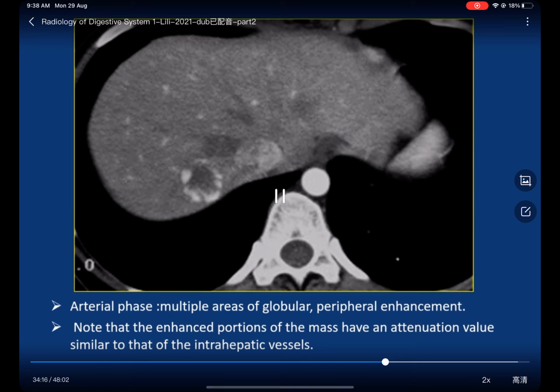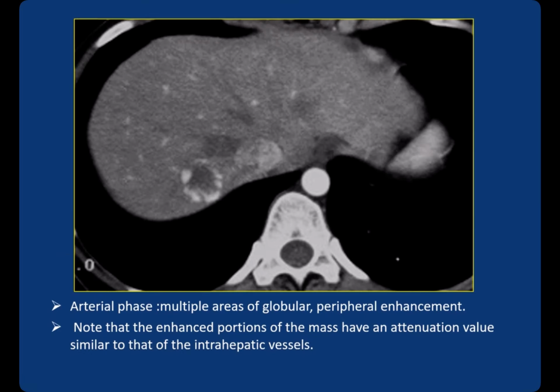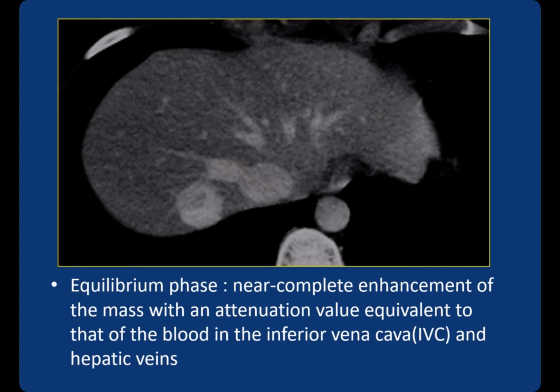Here is also a typical case of hemangioma. We can see in arterial phase multiple areas of globular peripheral enhancement. Note that the enhanced portion of the mass has an attenuation value similar to that of the intrahepatic vessels. In equilibrium phase, we can see near complete enhancement of the mass with an attenuation value equivalent to that of blood in the inferior vena cava and hepatic veins.